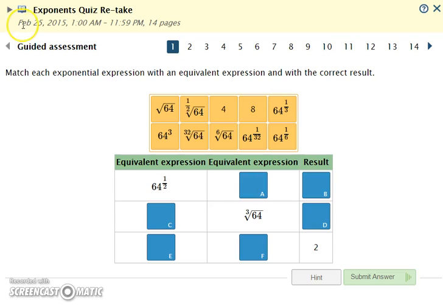All right, so this is the retake for the first of the exponents quizzes. It covers fractional exponents. It covers some basics of numeracy, square roots, cube roots, those kinds of things. We really can't move on until everybody gets 100% on this, the first quiz.